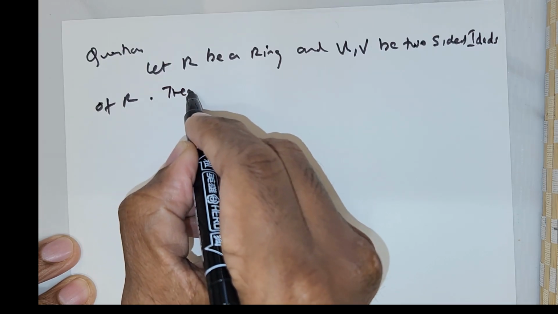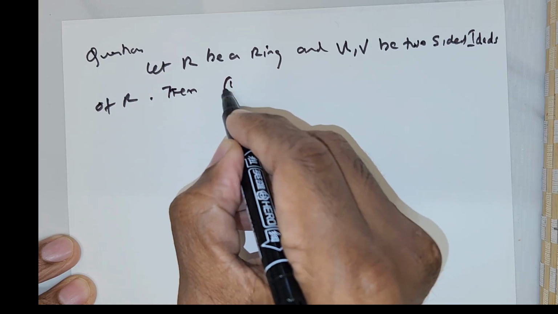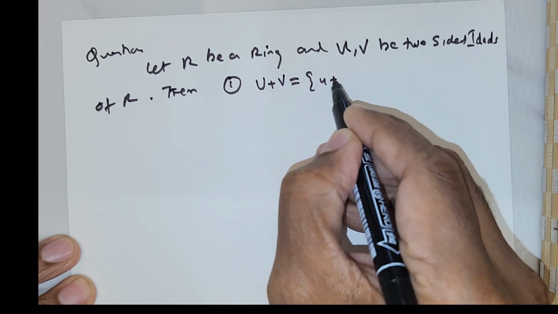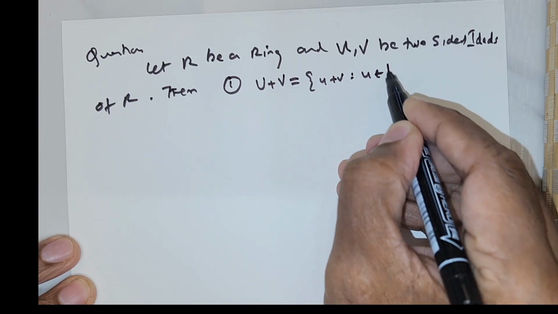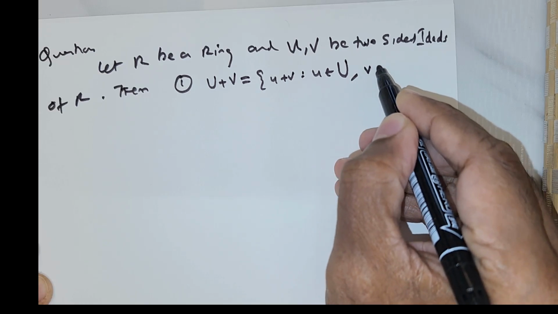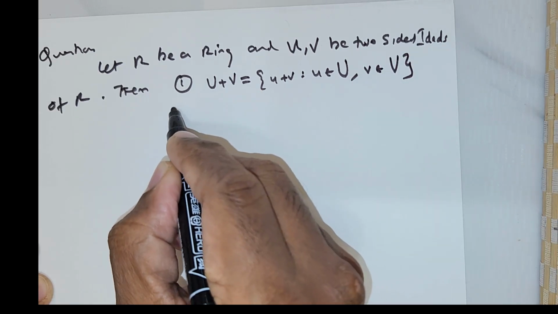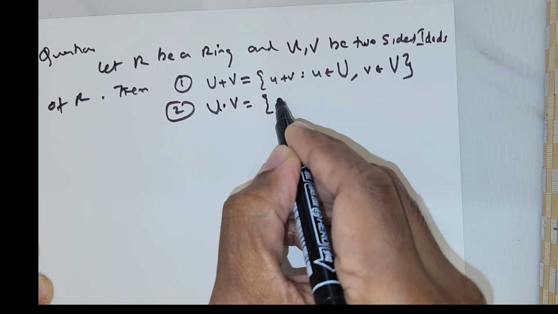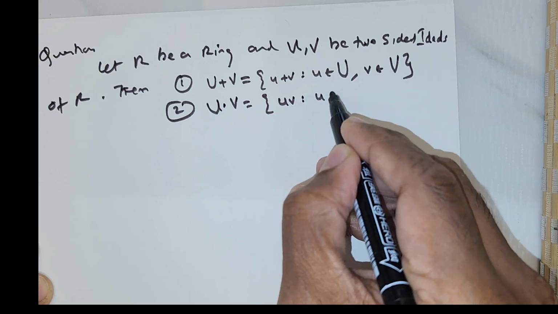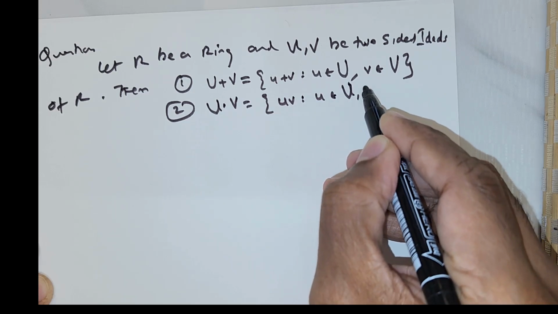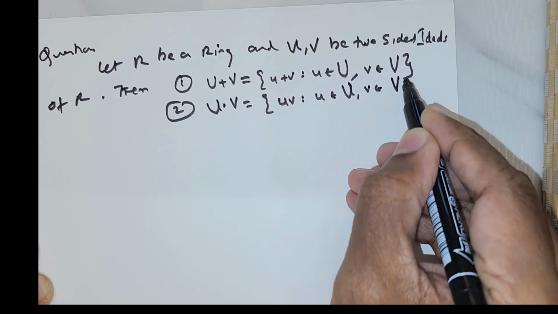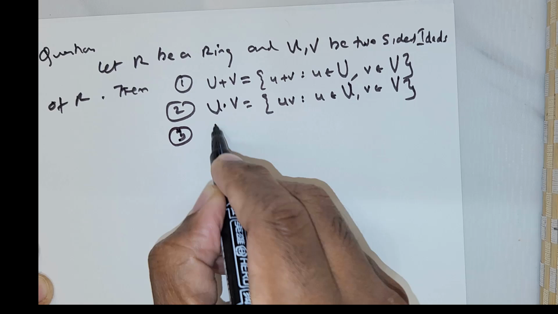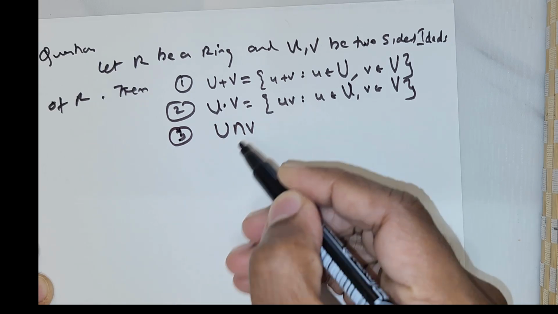Then statement 1: U + V = {u + v such that u is an element of U and v is an element of V}. Number 2: U · V = {uv such that u is an element of U and v is an element of V}. Number 3: U intersecting V.